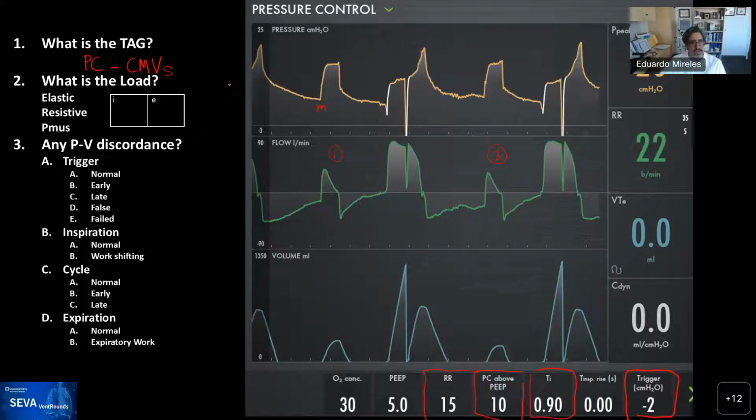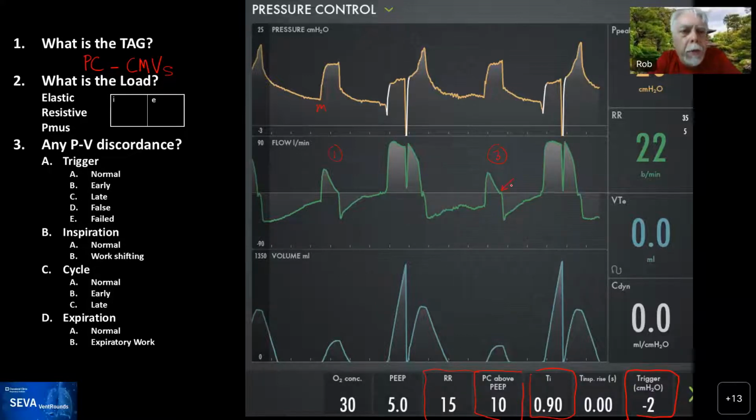Rob, any comments or disagreements here with the tag? No, it looks good. One thing is on the breath that you have labeled 3. Yes. It looks like there's a very, very brief period of zero flow. Yes. Which confirms that it is time cycling. So even if that breath was patient triggered, you know it was a mandatory breath.